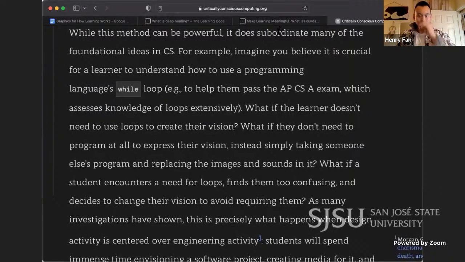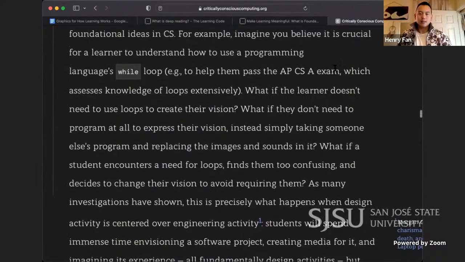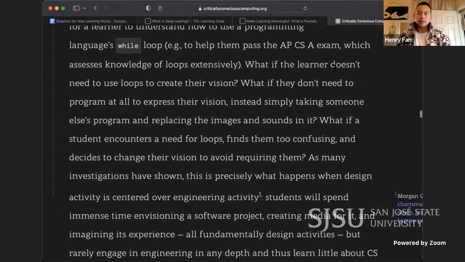For example, imagine you believe it is crucial for a learner to understand how to use programming languages' while loop to help them pass the AP CSA exam, which assesses knowledge of loops extensively. What if the learner doesn't need to use loops to create their vision? What if they don't need the program at all to express their vision, instead simply taking someone else's program and replacing the images and sounds in it?